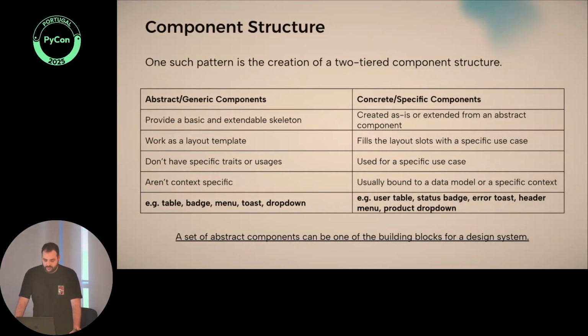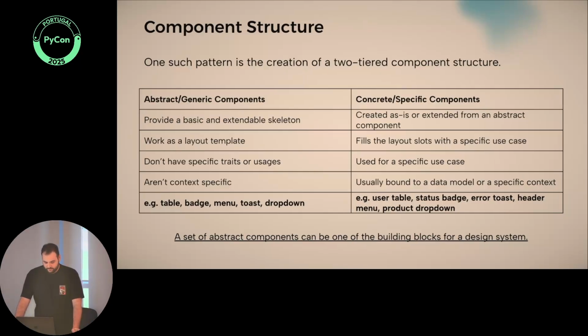A good pattern to create a good structure is to have a two-tiered component structure, where you have abstract components and specific or concrete components. You can think of abstract components as basic and extendable skeletons, such as a layout. You don't have any context associated with them, so a table can be any table, a badge, a menu, a toast, a dropdown, while a specific component is usually filled or bound to a data model. So for example, user table, product table, status badge, error toast. And if you have a good set of abstract components, you're building your design system.